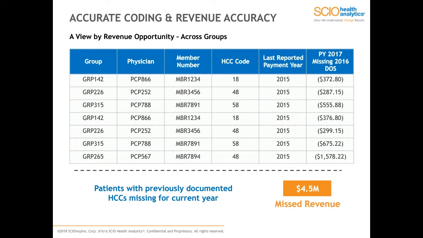You want to be able to identify those groups, find those PCPs or those particular physicians within that group that have associated members where we're finding challenges with some of the coding capture, and look at that in terms of the prior payment year, understanding what's missing, and then calculating that in terms of the potential revenue miss that's teeing up as a result of that.